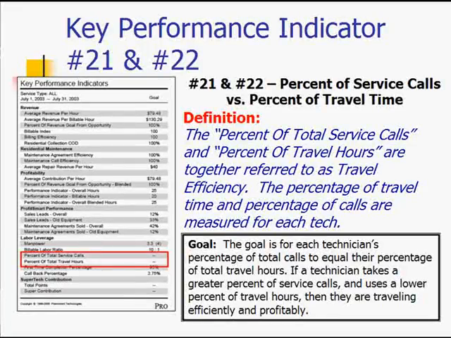Now in this particular situation, we're going to combine 2 key performance indicators, number 21 and number 22. And that's percentage of service calls versus percentage of travel time. Our objective is for those 2 numbers to be equal. That is, if one tech does 28% of the calls, he should have 28% of the travel time. If that's the situation, everything's just exactly the way it needs to be.